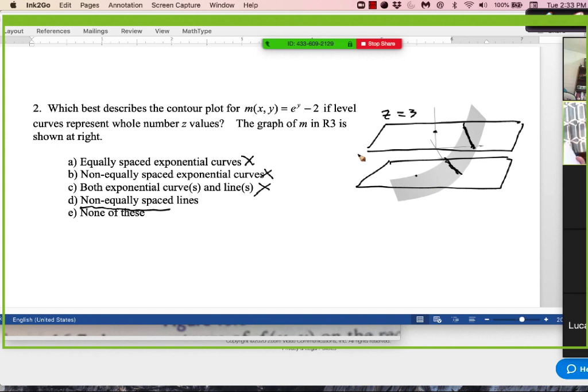Yeah, so if your z values are constantly spaced, then your lines are going to be closer together where the surface is steeper, and further apart where the surface is more shallow. All right, so this is going to be D, non-equally spaced lines. Any questions on that one?